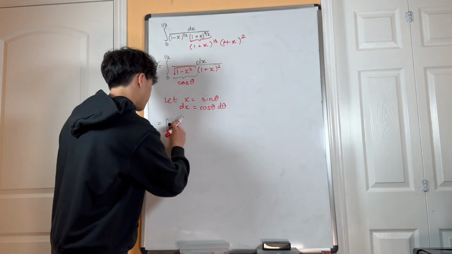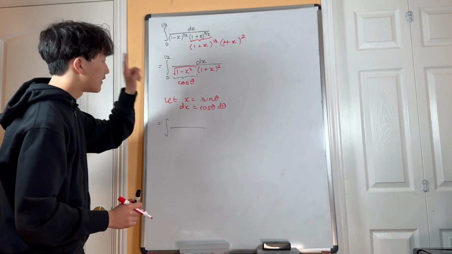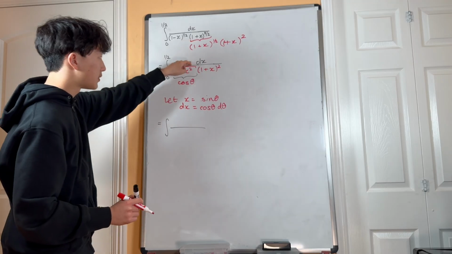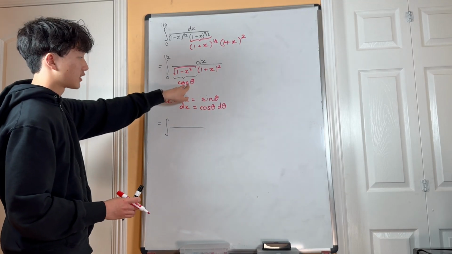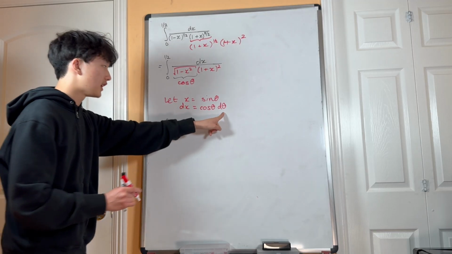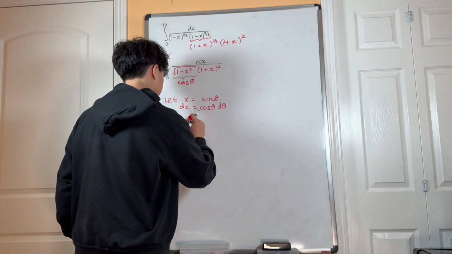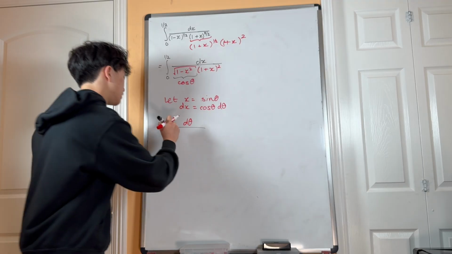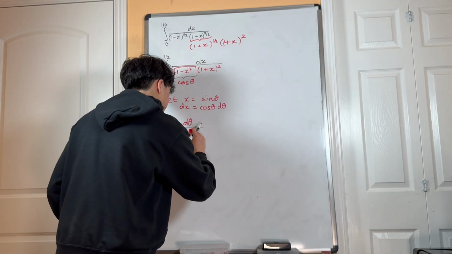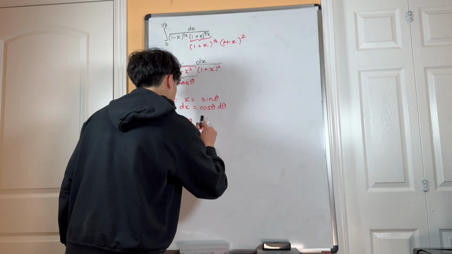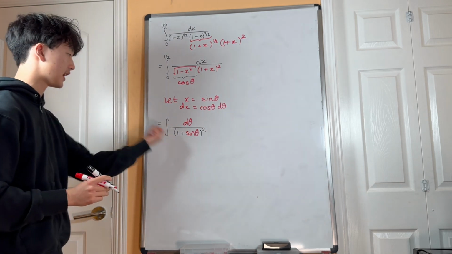Right here, notice that in the bottom you have a cosine theta, and on top you have this dx, which is cosine theta d theta. This cosine cancels with that cosine, so all you're left with is d theta. Now in the denominator, you still have (1 plus x) squared, and x is sine theta. So now it looks much better.